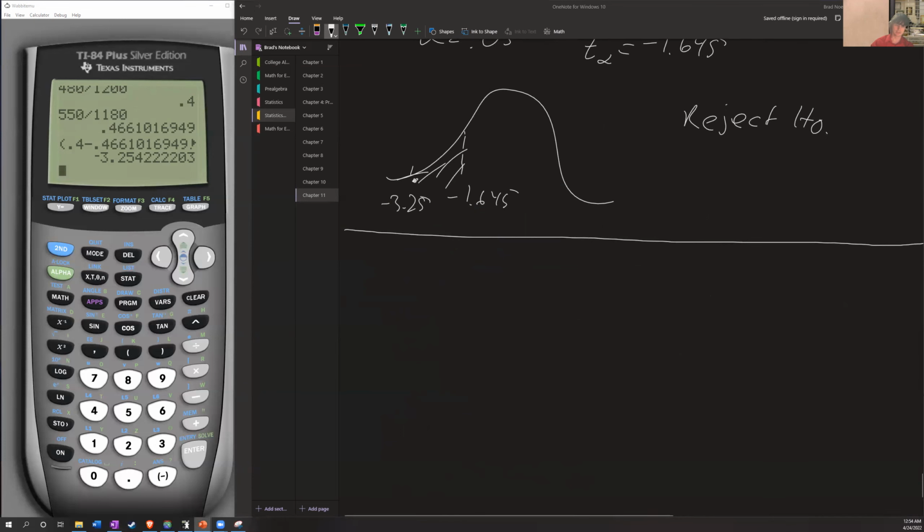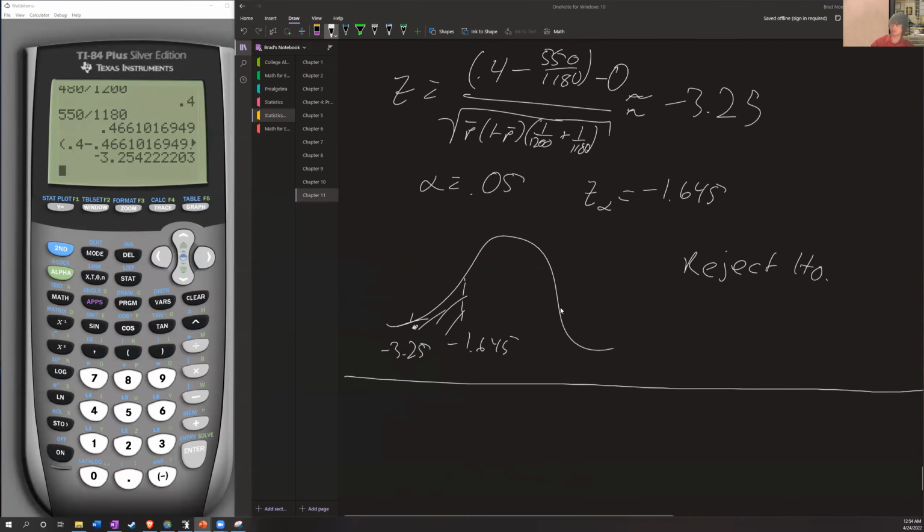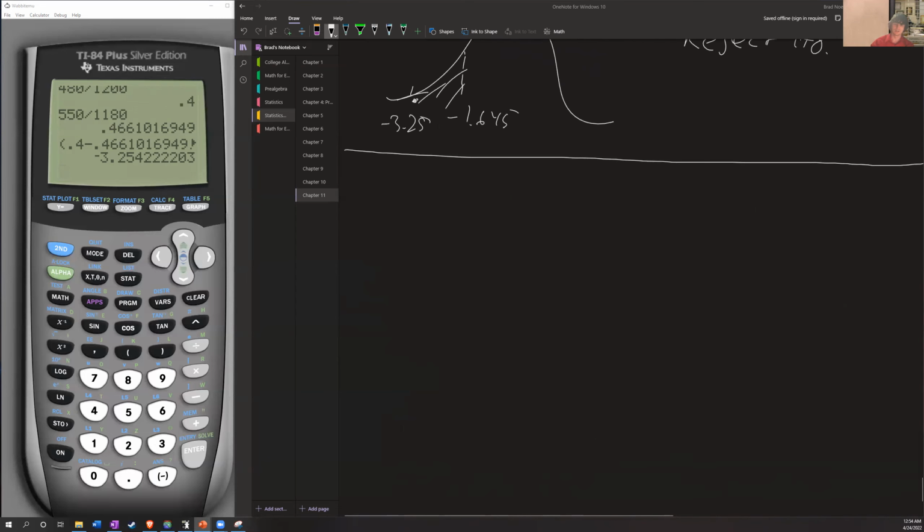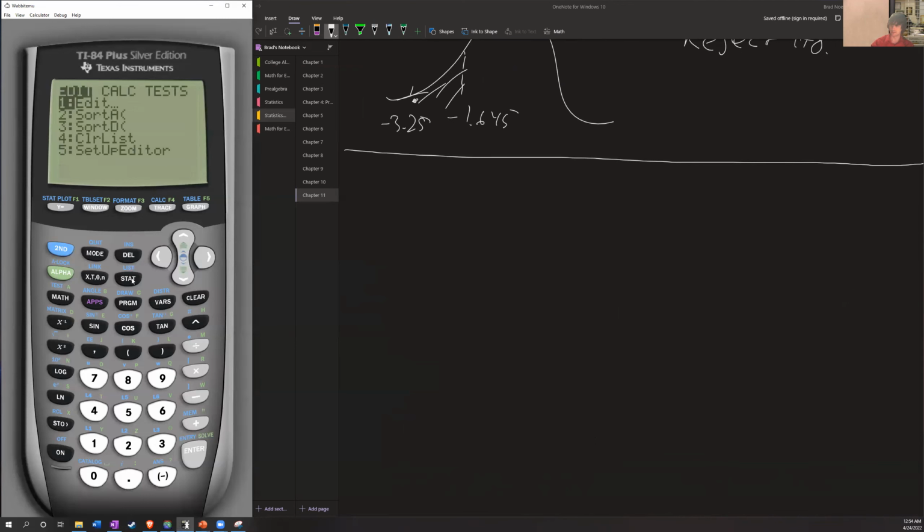All right, so that was a lot of work. It wasn't hard, it's just computationally intense. So is there a way that we can do this without needing to do all this hassle? Well, the answer is yes. We just go over to stats, test. I'm going to go down to proportion z test. I'm just going to plug in the values.